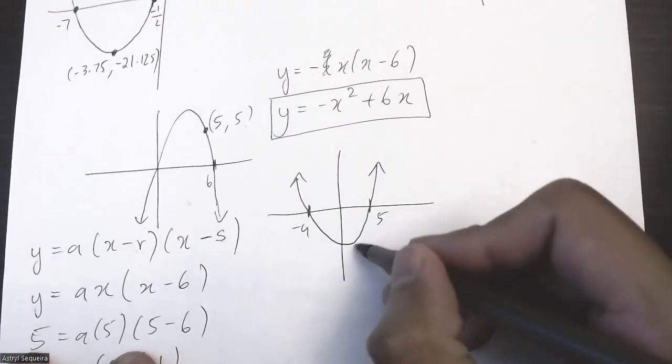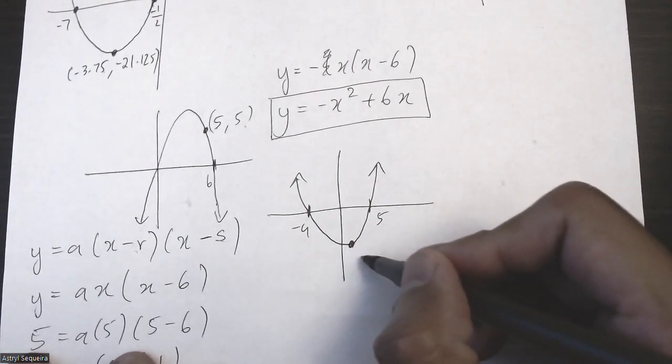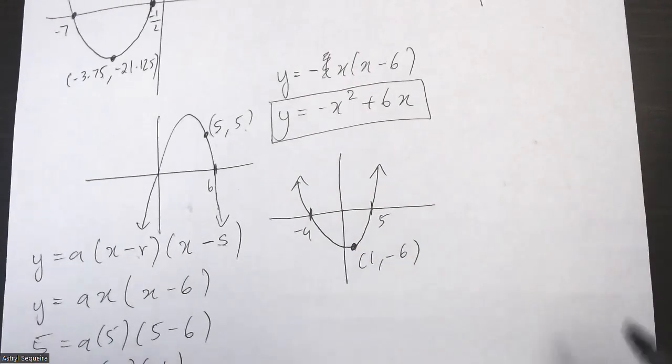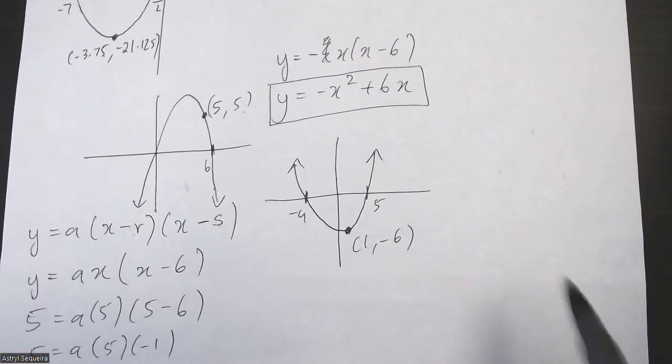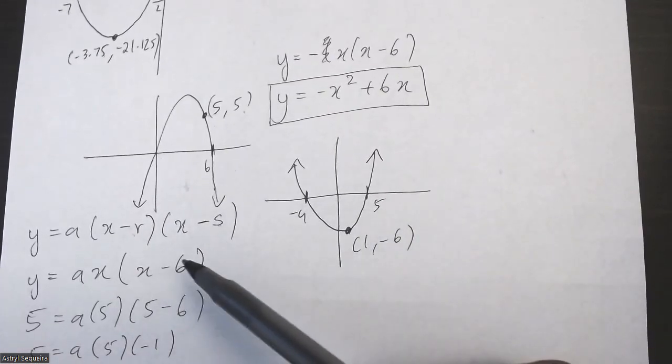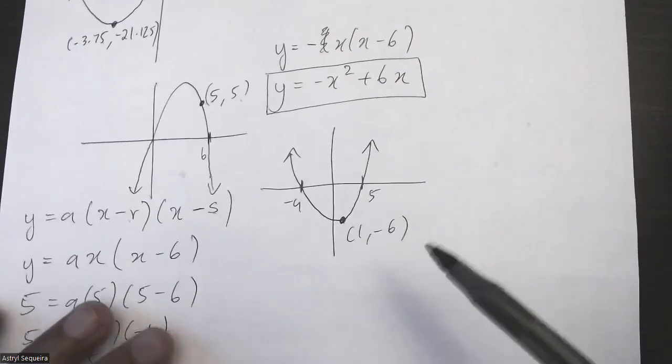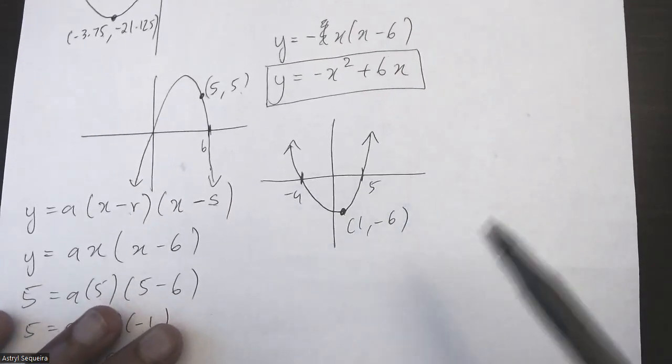Negative 4 and positive 5. The vertex over here is (1, -6). Now this one, you've been given both the x-intercepts and the vertex. That's a bit lucky. You could do factored form here exactly like this over here, but I'm going to show you how to do this with vertex form just in case you weren't given the x-intercepts.